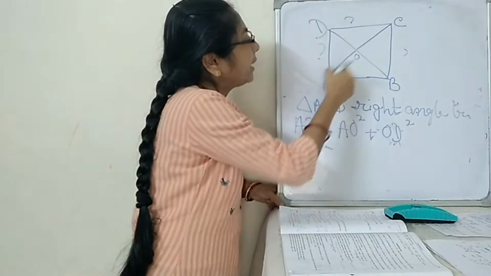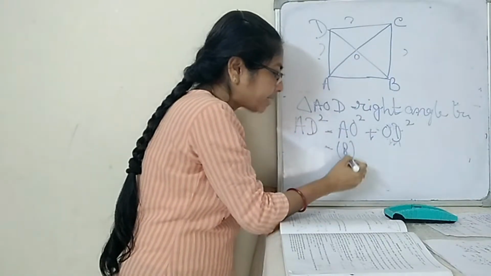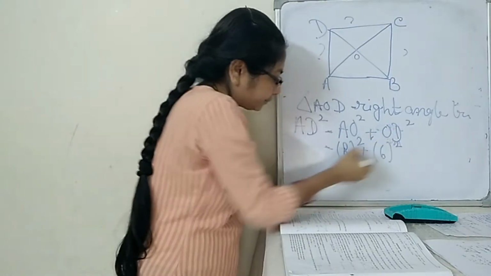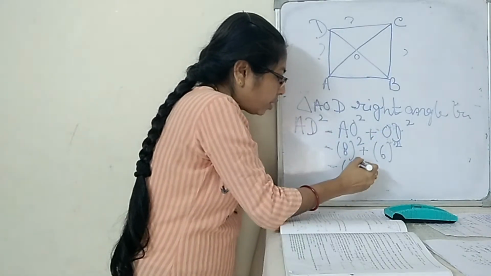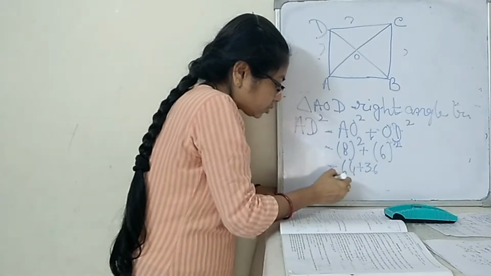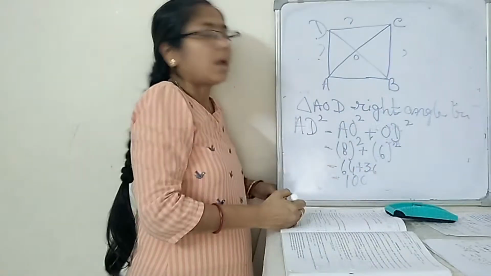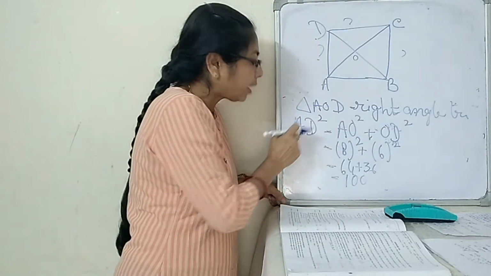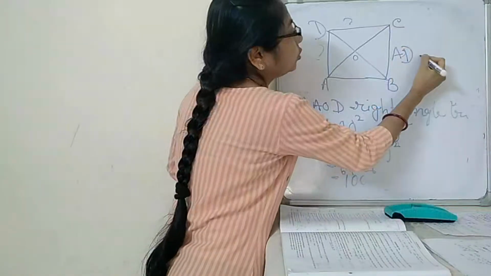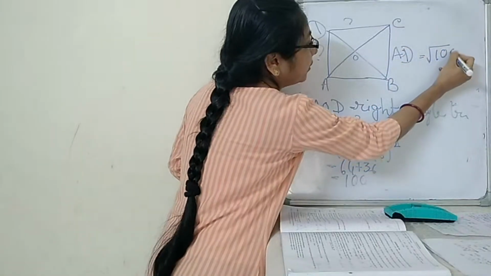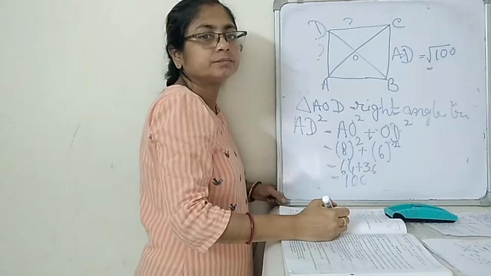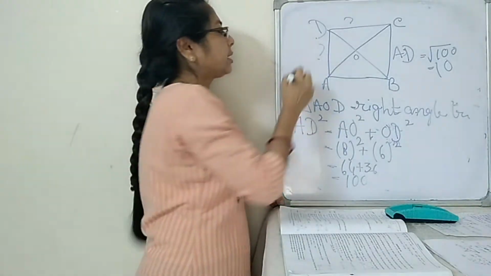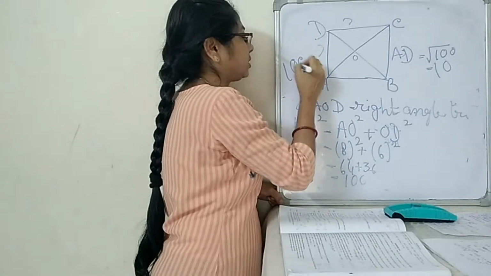Put the value. AO means 8, 8 square. OD means 6, 6 square. 64 plus 36 is equal to 100. But we want AD. We know AD equal to root 100. What is the value? It is 10. So, what is the side of a rhombus? It is 10 centimeter.